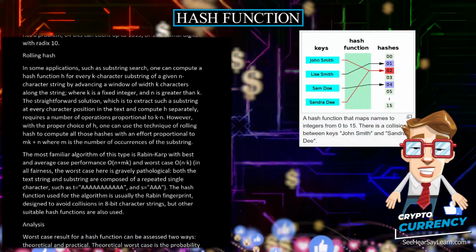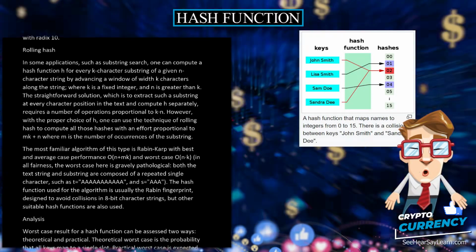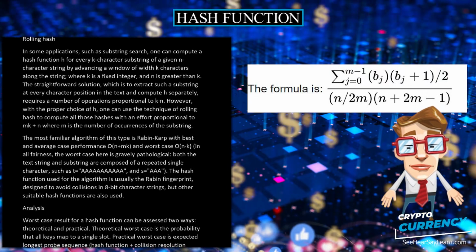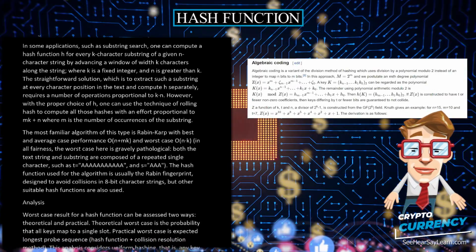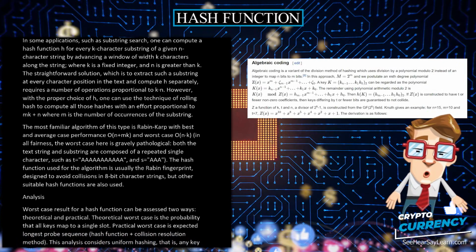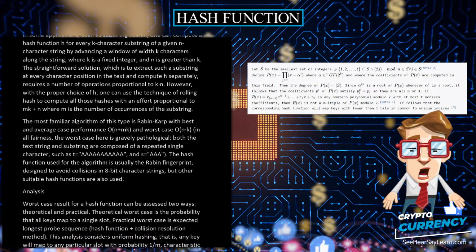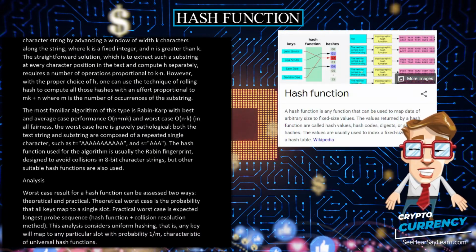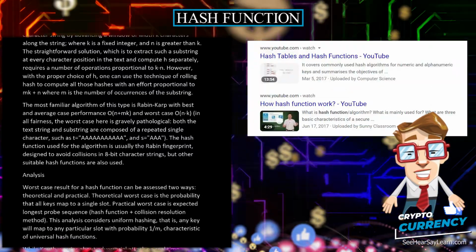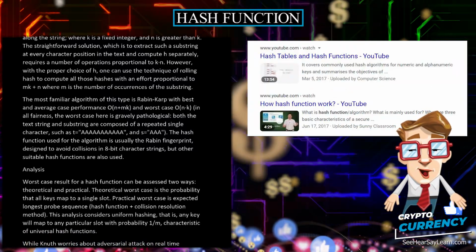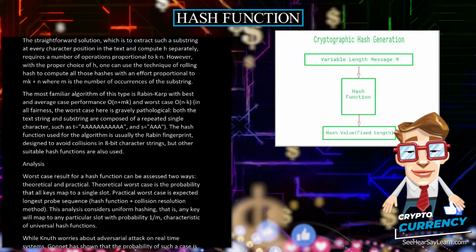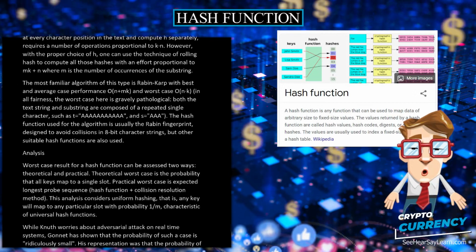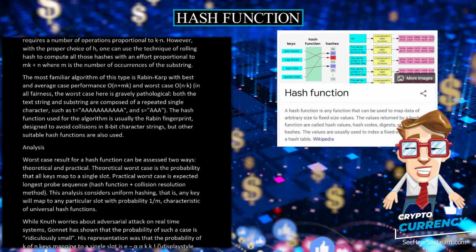Analysis. Worst case result for a hash function can be assessed two ways, theoretical and practical. Theoretical worst case is the probability that all keys map to a single slot. Practical worst case is expected longest probe sequence, hash function plus collision resolution method. This analysis considers uniform hashing, that is, any key will map to any particular slot with probability 1/m, characteristic of universal hash functions. While Knuth worries about adversarial attack on real-time systems, Gonnet has shown that the probability of such a case is ridiculously small.